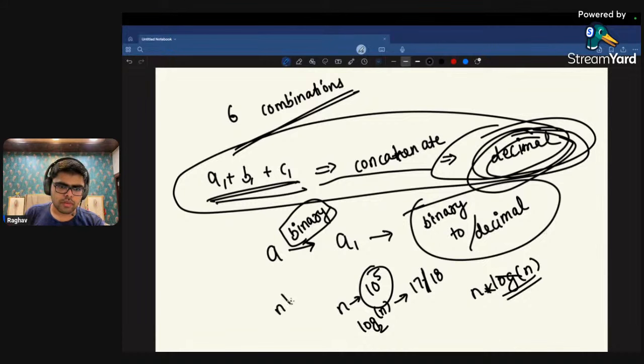So n log n should be around 10 raised to the power 5 into 17 or 18. Let's call it 18, and it will be around 1e6 to 2e6. Let's say 2e6 in the worst case.